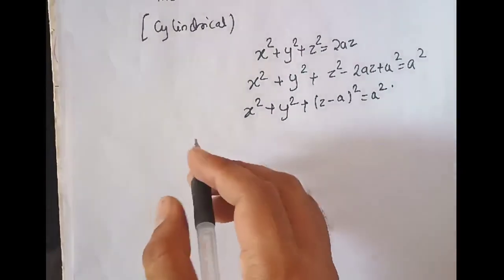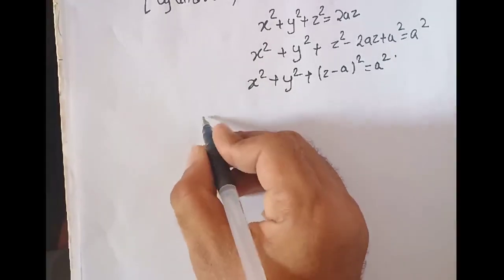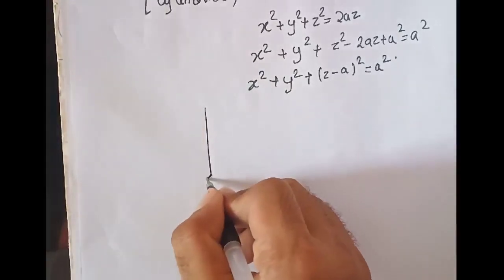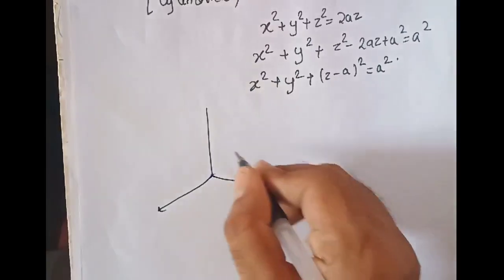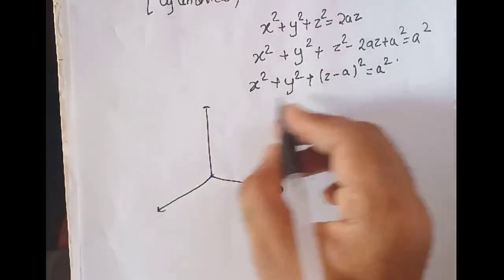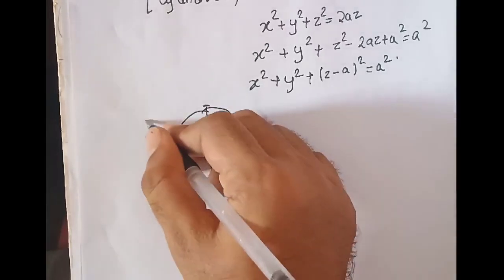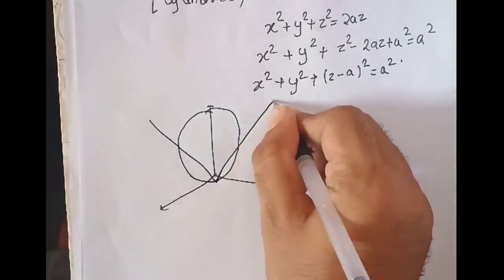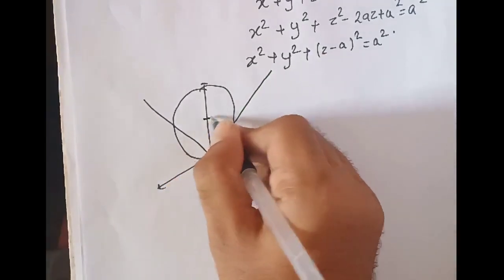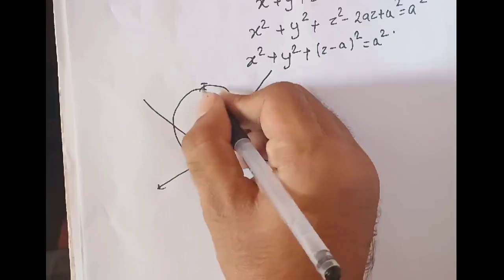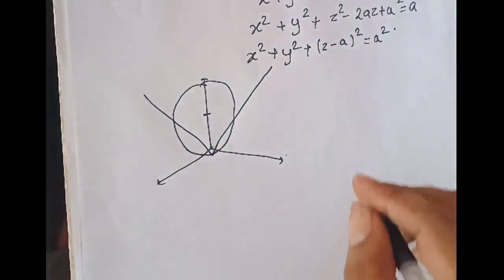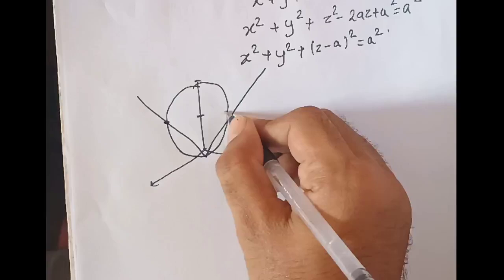Okay, so we have this sphere and we have a cone. So as we have seen in the previous video, we draw our sphere of center 0, 0, a, something like this, and we have a cone at this point. Okay, so this is my center, this is my sphere. So where will they intersect? What is the intersection point?